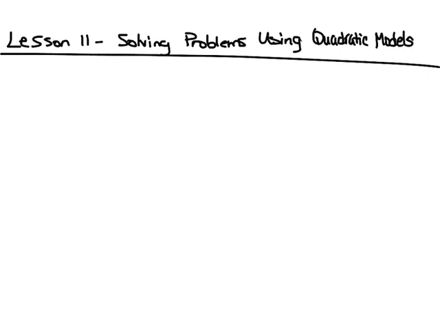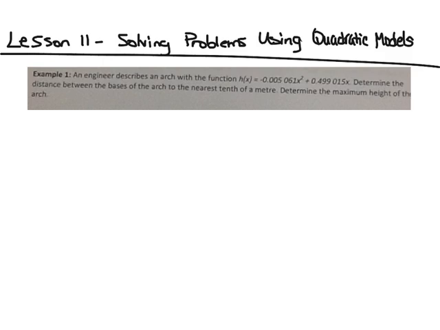Lesson 11, solving problems using quadratic models. So for example 1, an engineer describes an arch with the function h of x equals negative 0.005061 x squared plus 0.499015x. Determine the distance between the base of the arch to the nearest tenth of a meter. Determine the maximum height of the bridge. So what we want to find is the x-intercepts and the vertex.